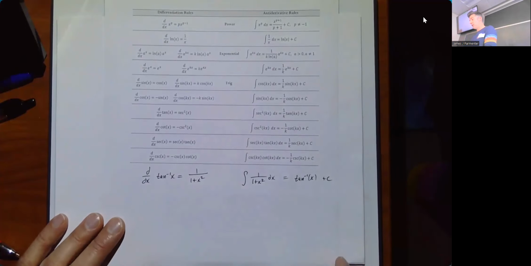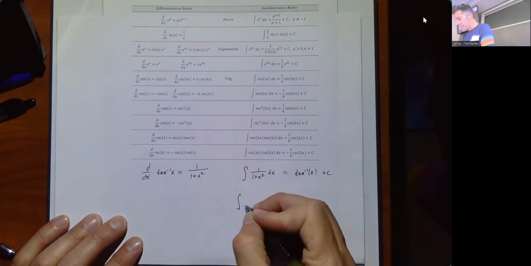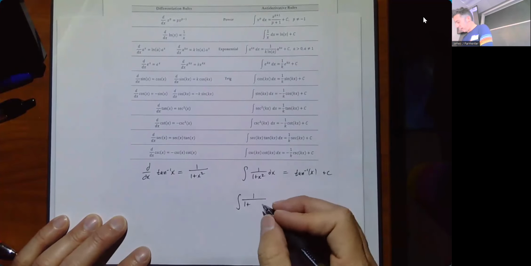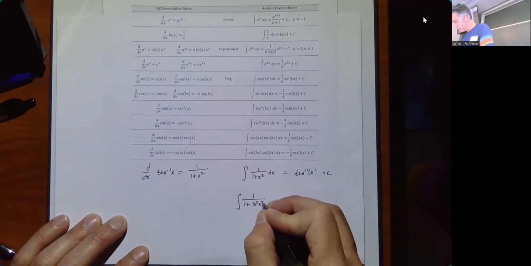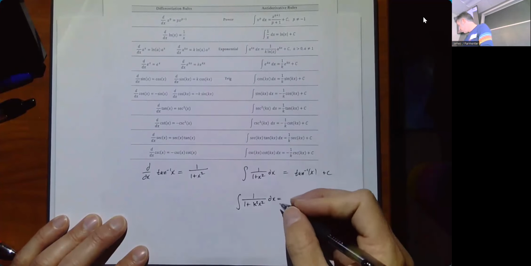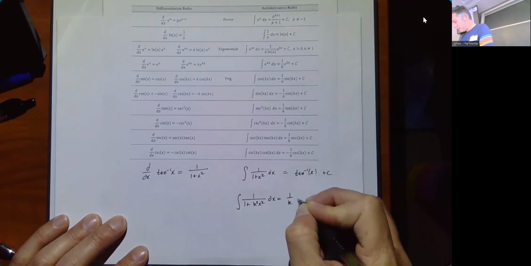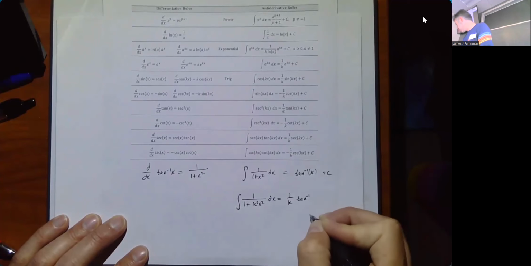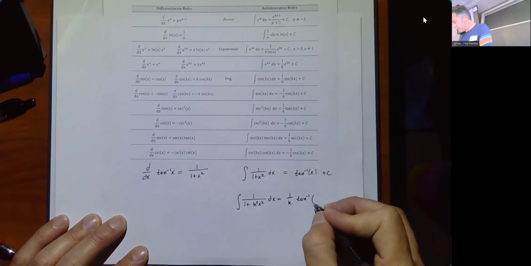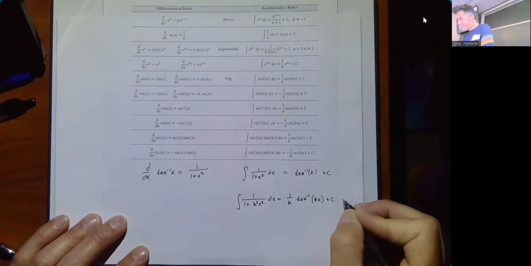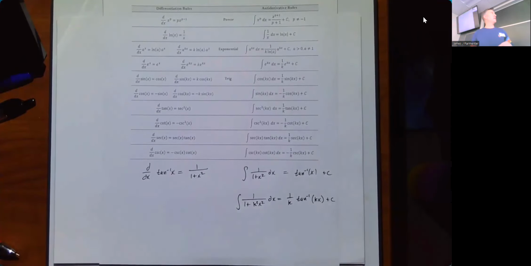And if you want the more general version, the antiderivative of 1 over 1 plus k squared x squared dx is equal to 1 over k times the inverse tangent of k times x. So this list is, I would say, pretty exhaustive. I think these are all the antiderivatives you are expected to be able to know.